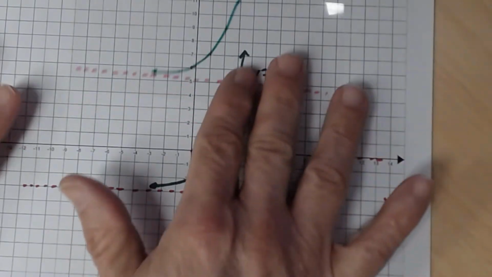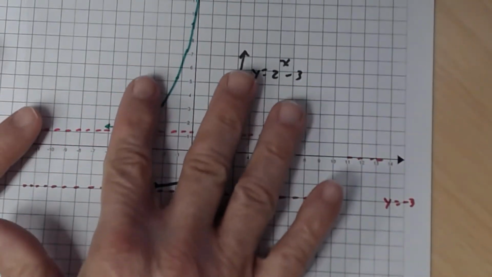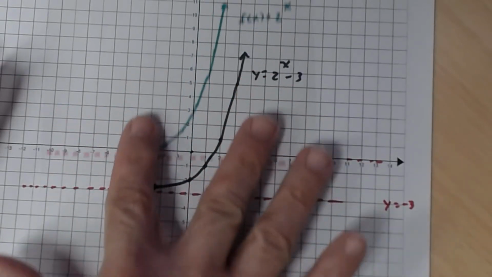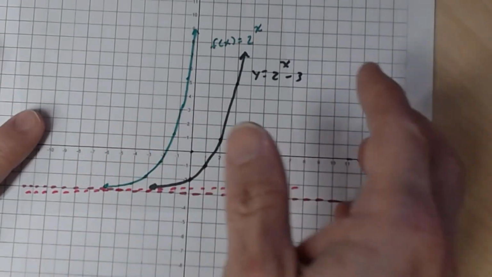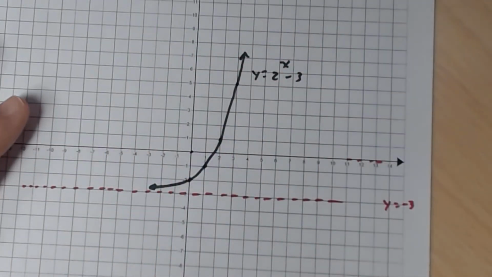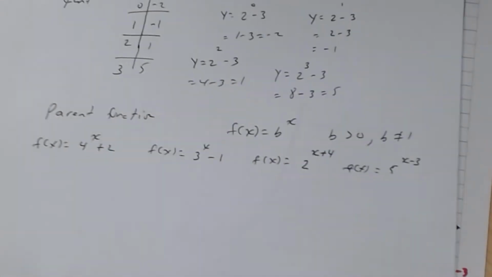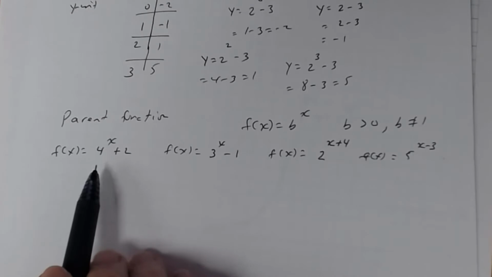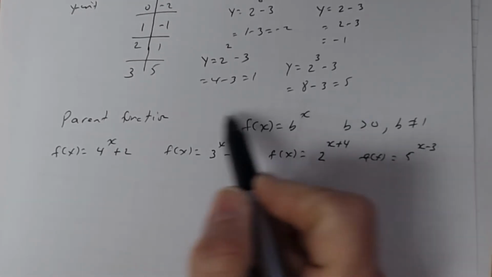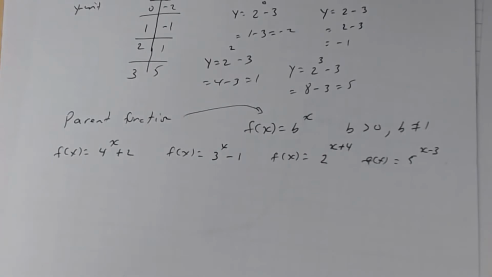Now, when we move this, what we're moving is going to be called the parent function. So this is what we're going to be moving. When we move up or down, left, right, we're dealing with what's called the parent function. So before we can talk about the parent function, we need to know how to determine what the parent function is. The parent function is going to have this form right here. Whenever you talk about the parent function of an exponential, it's going to be the base raised to the x power. So let's talk about the parent function here.